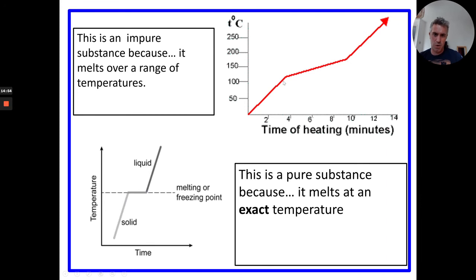This line here is not horizontal. This is where it is solid. This is where it's melting. And this is where it's liquid. That bit is not a horizontal line. When you're sketching that in your graph, make sure that is not horizontal.